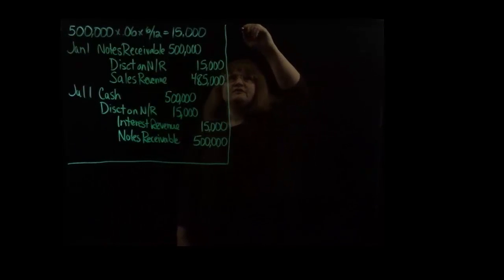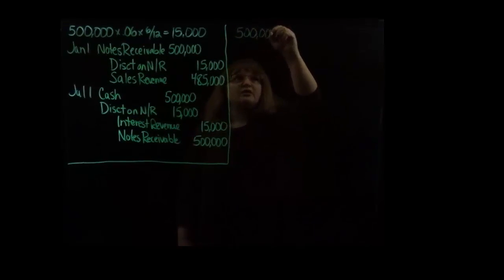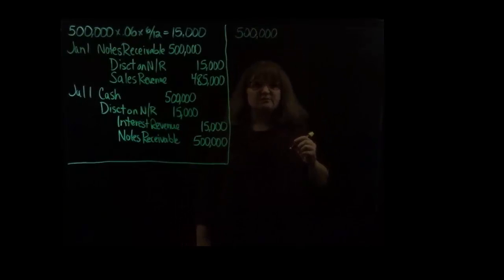In this second scenario, we're going to assume this is a 3-year note, and so we're going to have to make some adjusting entries when we get to December 31st each year. So the first thing we're going to do is calculate the present value of this note if it is a 3-year note instead of a 6-month note.